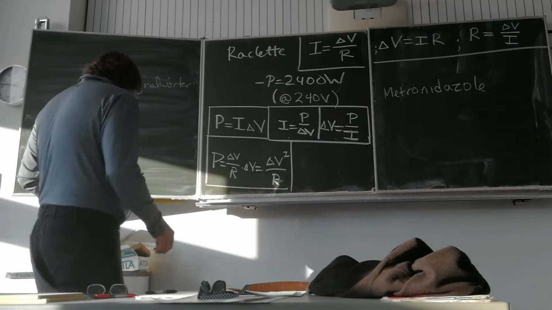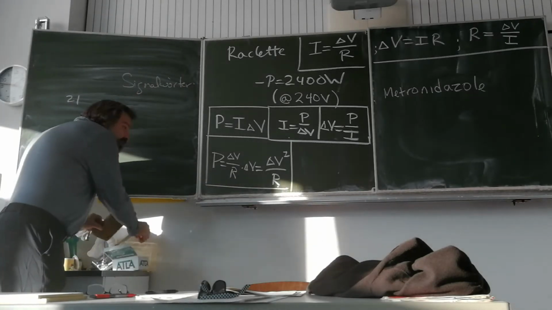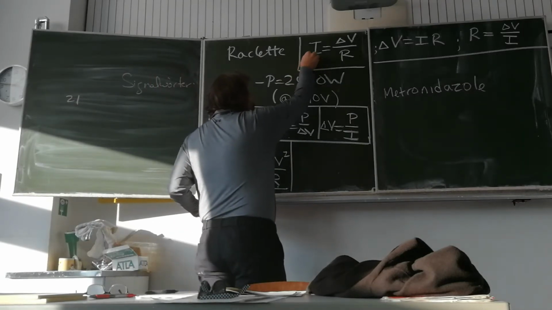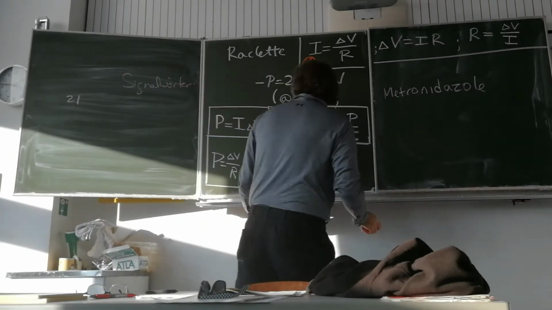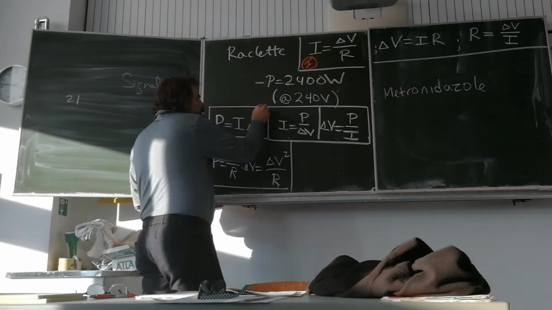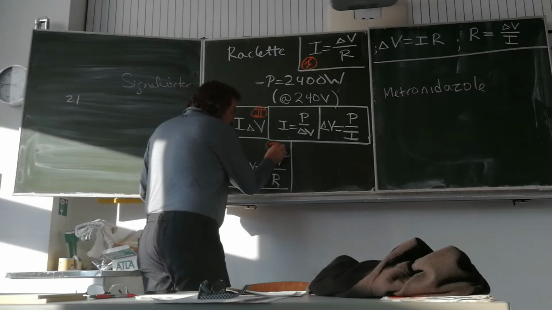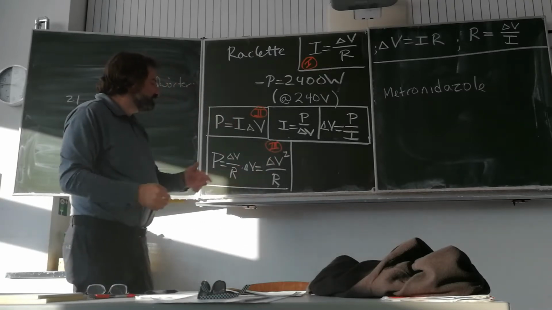Do we call it? We like to call it... So that was equation one. Let's do Roman numerals. I like Roman numerals. Equation one. Then we had equation two. Now we have equation three. And it relates P to delta V squared over R.